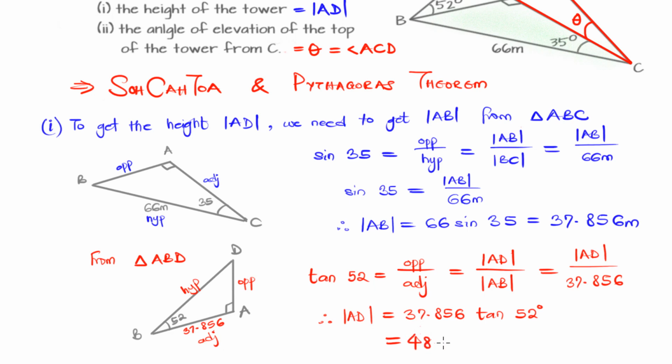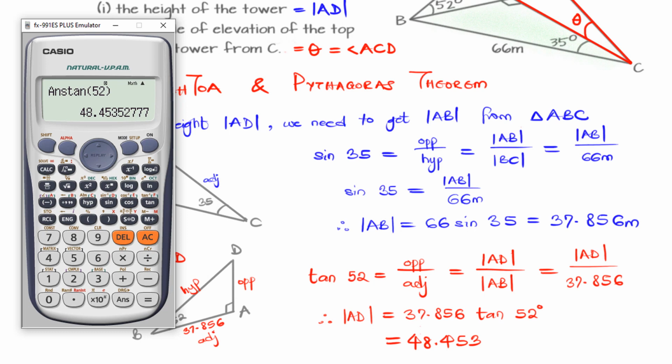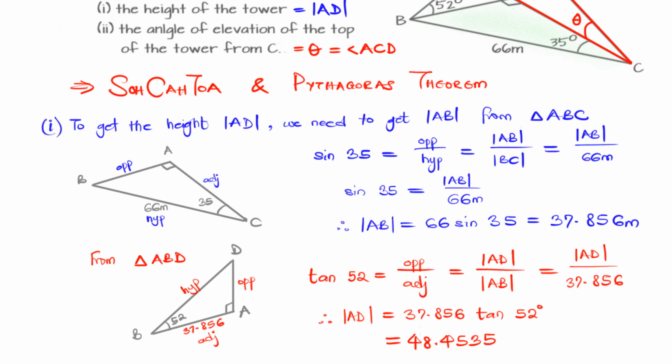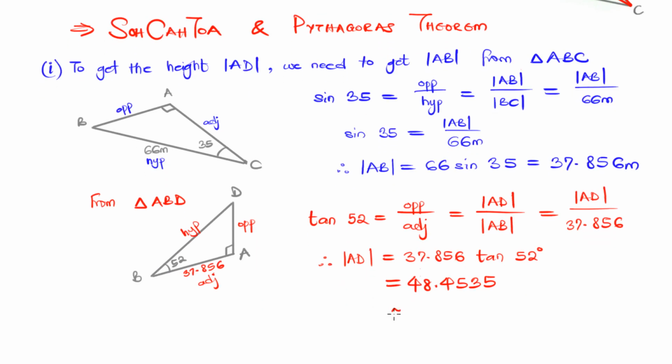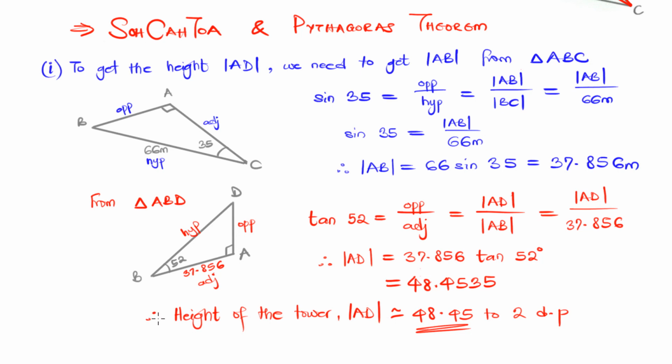This is 48.453 meters. Okay, 48.4535 meters. But we are told to get our answer correct to 2 decimal places, so that will give us 48.45 meters to 2 decimal places. Okay, so the height of the tower, which is the line AD, is 48.45 meters, correct to 2 decimal places.